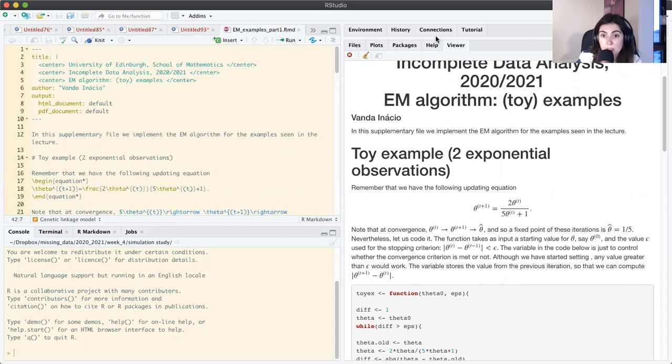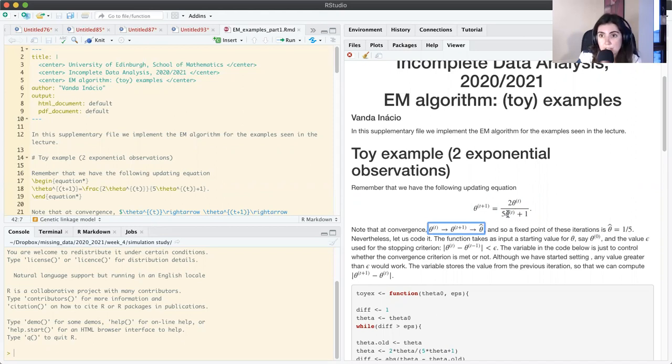So let us start with the toy example that we have seen when introducing the concepts of the EM algorithm, and the context was that we had two observations, y1 and y2, from an exponential distribution with parameter theta, and y1 was observed and its value was 5, and y2 was missing, and after our calculations we arrived at this expression.